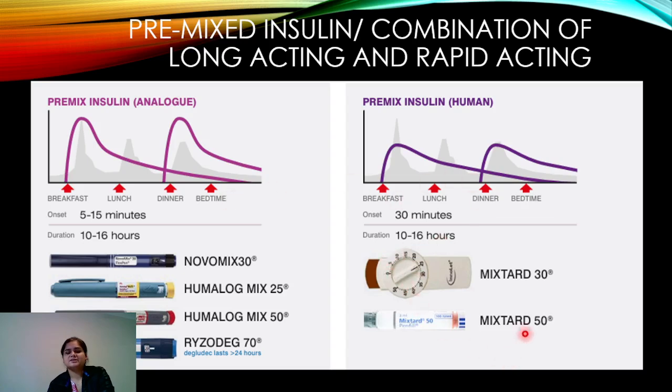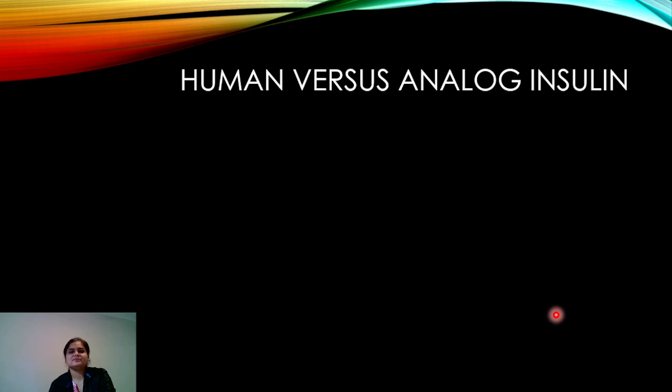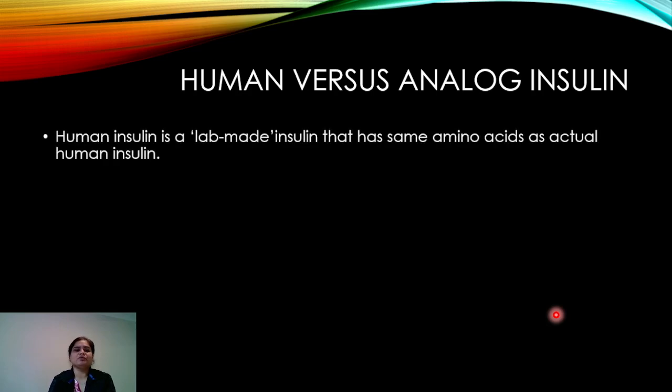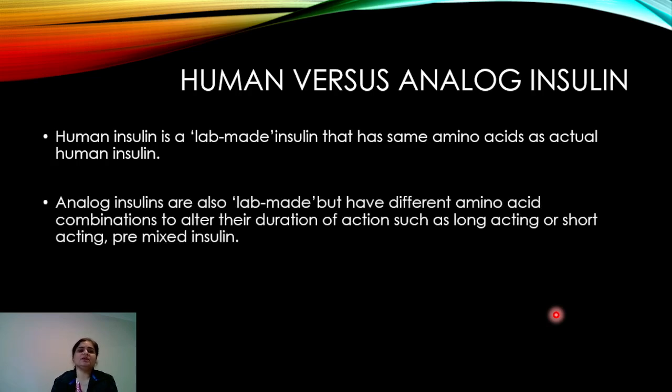So what's the difference between human and analog insulin? So I just did a bit of a quick search. Even I didn't know about that before. So human insulin is a lab generated insulin. Both are synthetic insulins, human and analog. But it has the same amino acids as the actual human insulin, the same 51 amino acids as the real human insulin. Whereas analog insulin is also lab generated, but the amino acids can be different from the human insulin because we need to change them into rapid acting or longer acting.